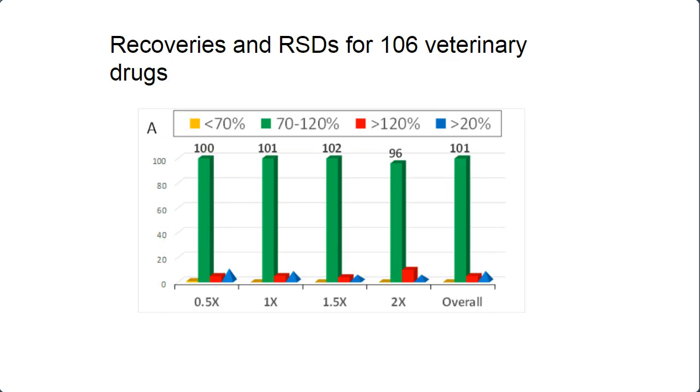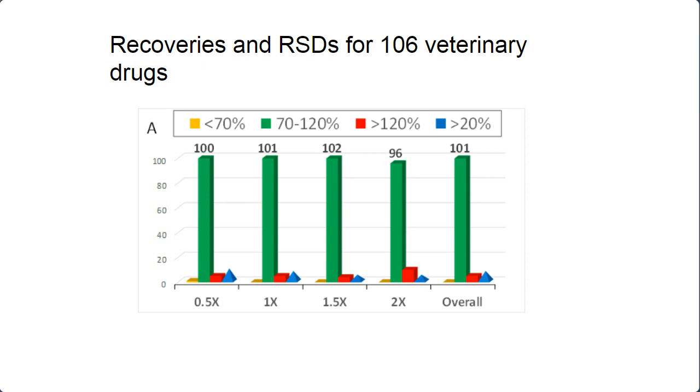This graph shows recoveries and RSDs for 106 veterinary drugs. And if you look at the numbers on top of the green bars, they show how many analytes were successfully validated, meaning their recoveries were 70 to 120% and their RSDs were below 20%. So overall, 101 out of 106 veterinary drugs successfully passed the validation.